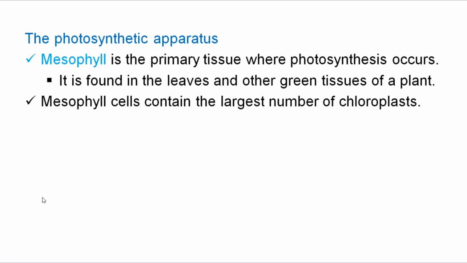Mesophyll cells contain the largest number of chloroplasts. So most of the chloroplasts are found within the mesophyll cells. As we have discussed in the previous discussion, there are two types of mesophyll: spongy mesophyll and palisade mesophyll. And this palisade mesophyll contains a large number of chloroplasts. Good.